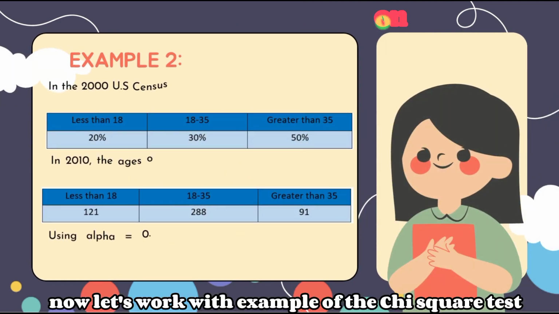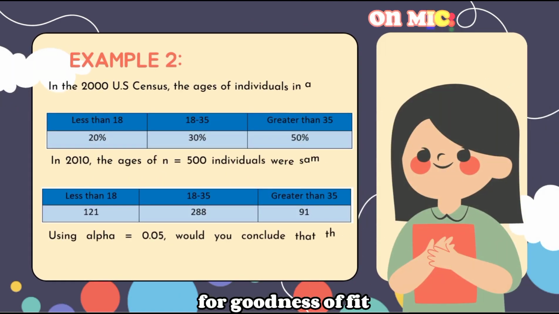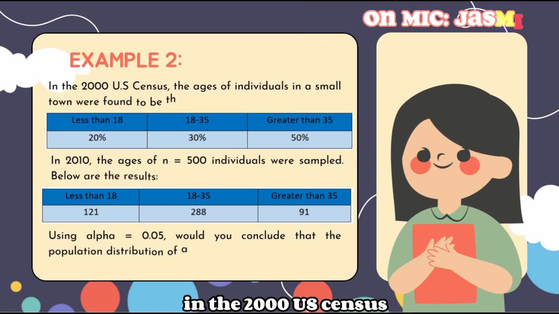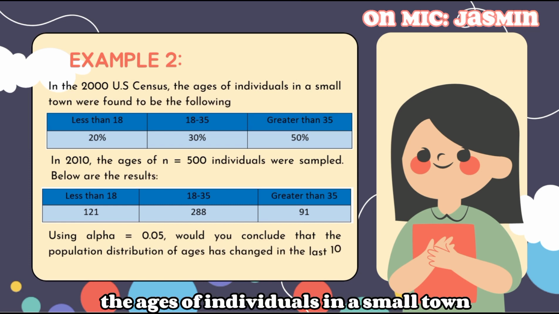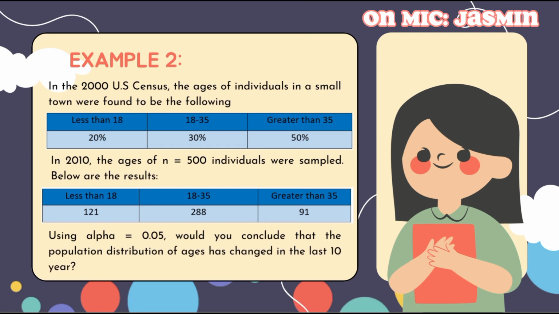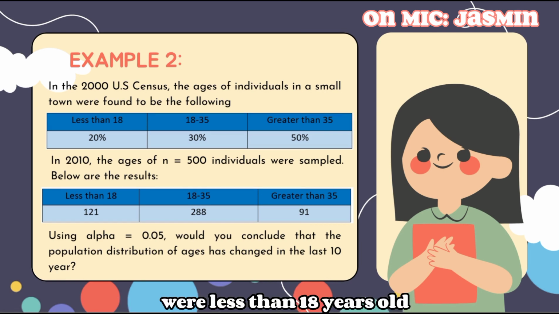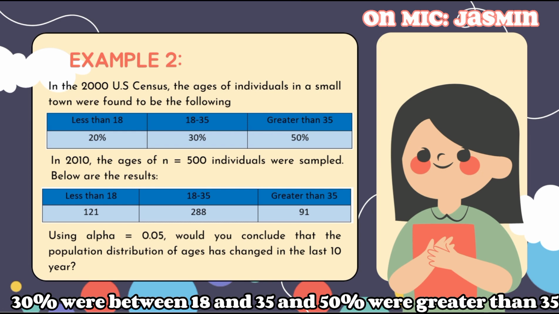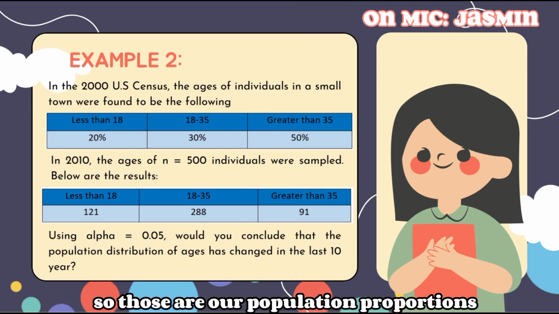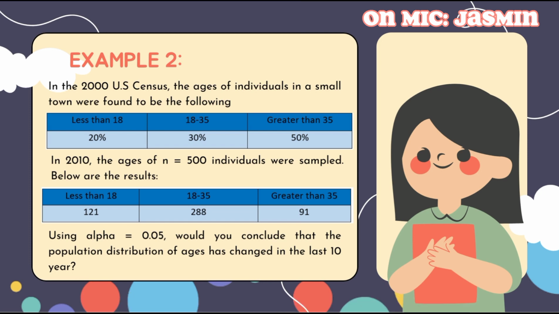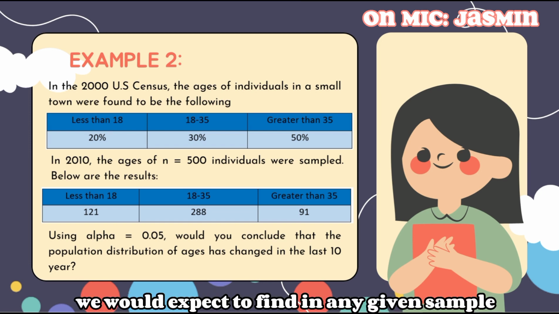Now let's work with an example of the chi-square test for goodness of fit. In the 2000 US Census, the ages of individuals in a small town were found to be the following. 20% of the people were less than 18 years old, 30% were between 18 and 35, and 50% were greater than 35. So those are our population proportions. That's the distribution of ages we would expect to find in any given sample.